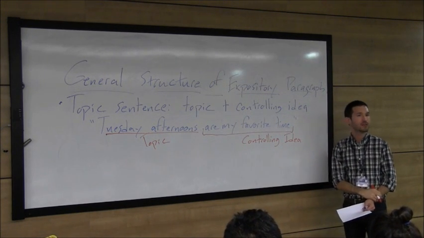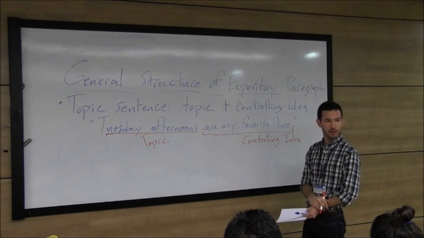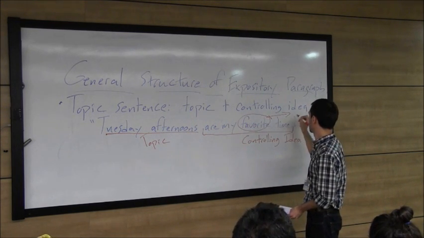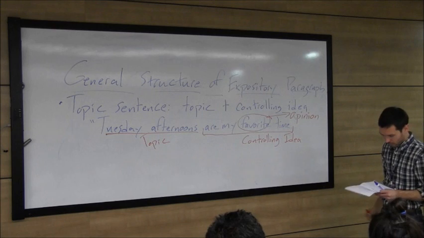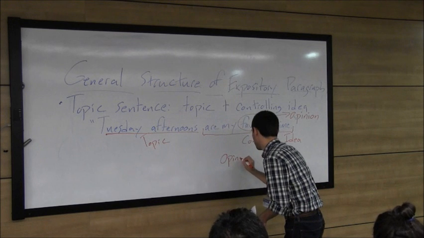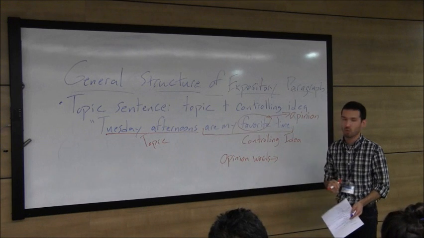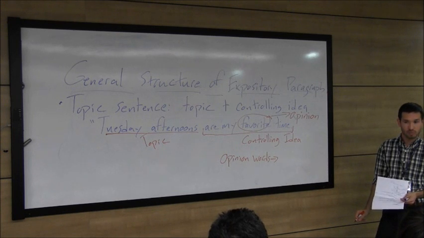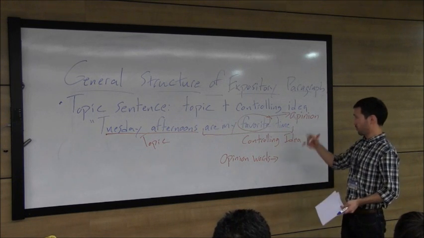And what kind of controlling idea is this? Opinion. Thank you. What opinion word do we see? Favorite. This is my opinion. Okay. So when we are looking for an opinion, what kind of opinion words do we see? I think. Examples. What are examples? Favorite.